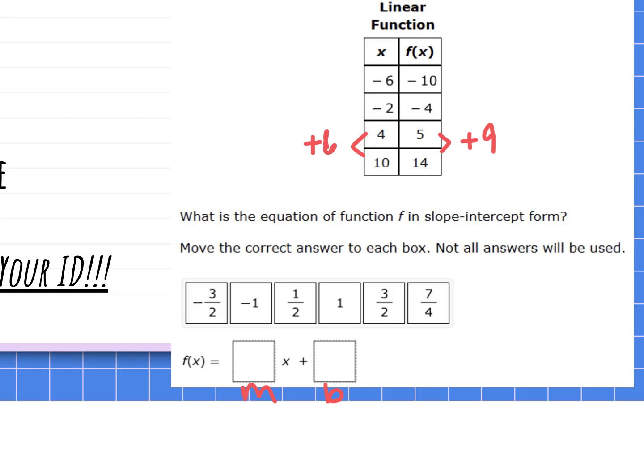Please make sure that you simplify, so 9 over 6. Also be careful, some of you are still flip-flopping that. So 3 over 2 is our m. Our b is not listed here.